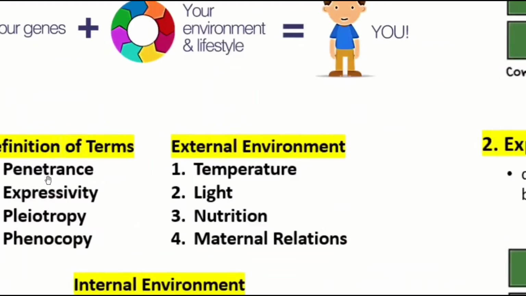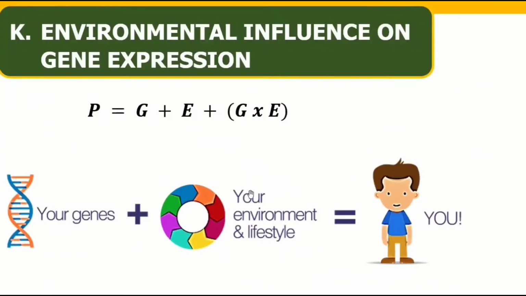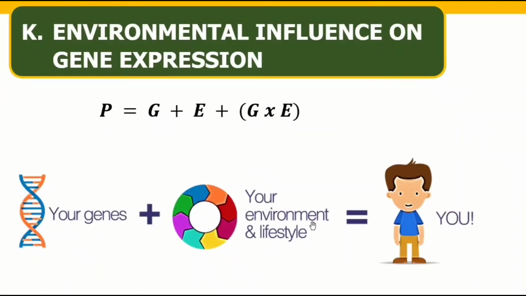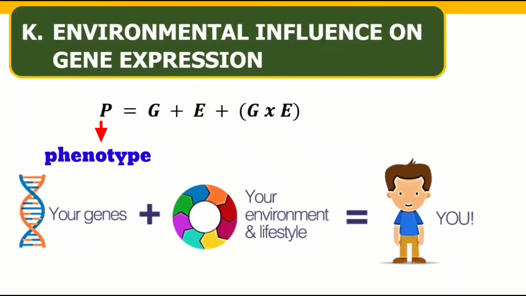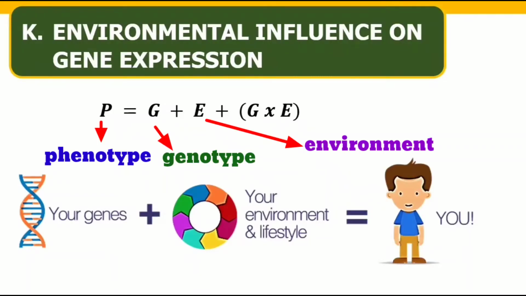Okay, let's start first with environmental influence on gene expression, or simply, what is the influence of the environment on the expression of a particular phenotype given this genotype. So, yun yung ibig sabihin. And then, we have here an equation, P is equal to G plus E plus G by E, wherein P refers to the phenotype, G refers to the genotype, and E refers to the environment.